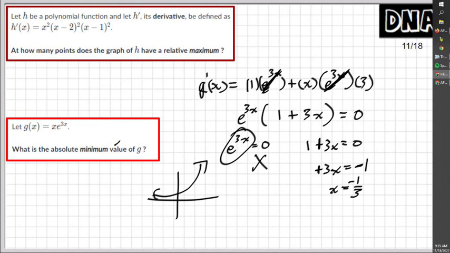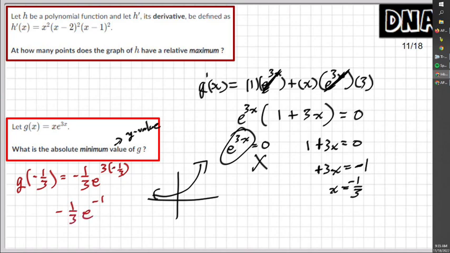Remember, absolute minimum value is a y value, so we must find the y value now. So we've got to plug that back into the g. I plug it back into the g, what do we get? Negative 1/3 times e to the 3 times negative 1/3. That would be negative 1/3 e to the negative 1. So then it would be negative 1 over 3e. Yeah. It's always negative. All right.